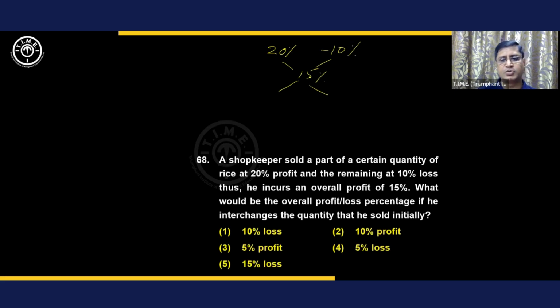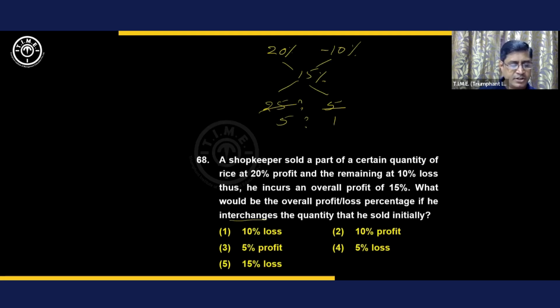Now just alligate these two. Just observe here. The difference of 20 and 15 is 5, and 15 minus 10 difference is equal to 5. What is the ratio? 5:1. So these are the two parts of the rice. Okay, now if we interchange, it means now 1 kg of 20%. So what is it saying here?